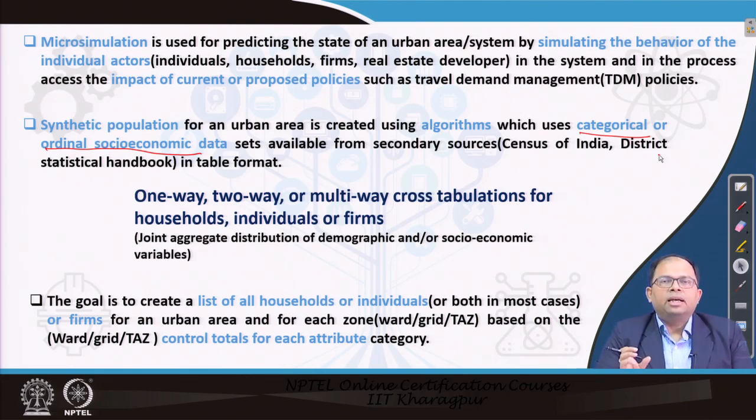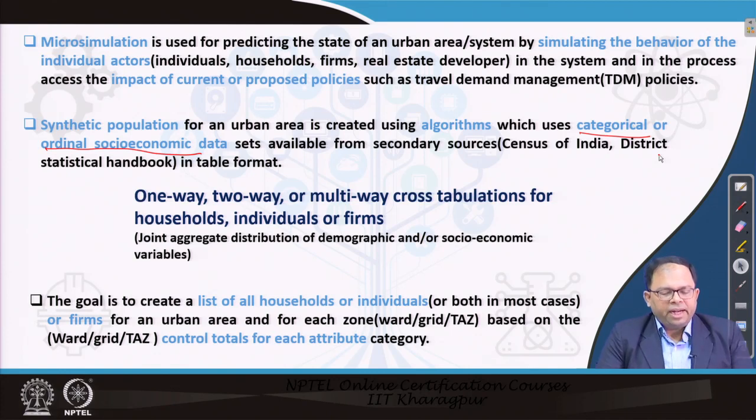That means we know that for each gender category and each education category there are a certain number of individuals. Similarly we can do it for age group and education, and also for gender and age group. So, we can have these multi-way cross tabulations, and when we develop them, we can establish the joint distribution. Basically, we know how many individuals belong to each of these groups, so we can add them up to get the total, and accordingly we can also develop their probabilities. So, we call it the joint aggregate distribution of demographic or socioeconomic variables.